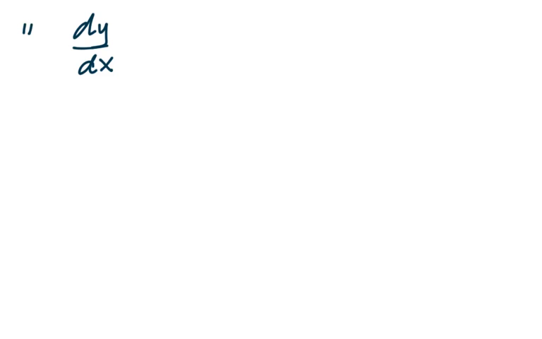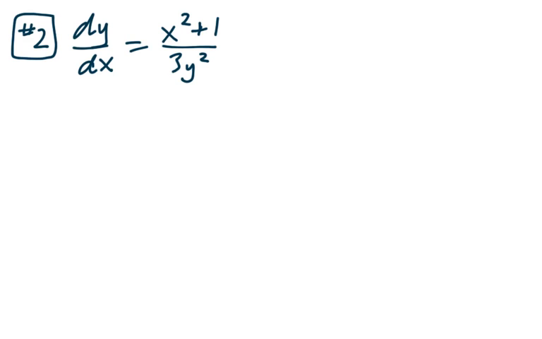Let's consider example number 2. Example number 1 had parts A, B, C, and D, same instructions. Example number 2 is the same idea. Here's dy dx equals x squared plus 1 over 3y squared. All right, go ahead and pause the video, folks. Try this on your own, and then we can double check the answers together in just a second.